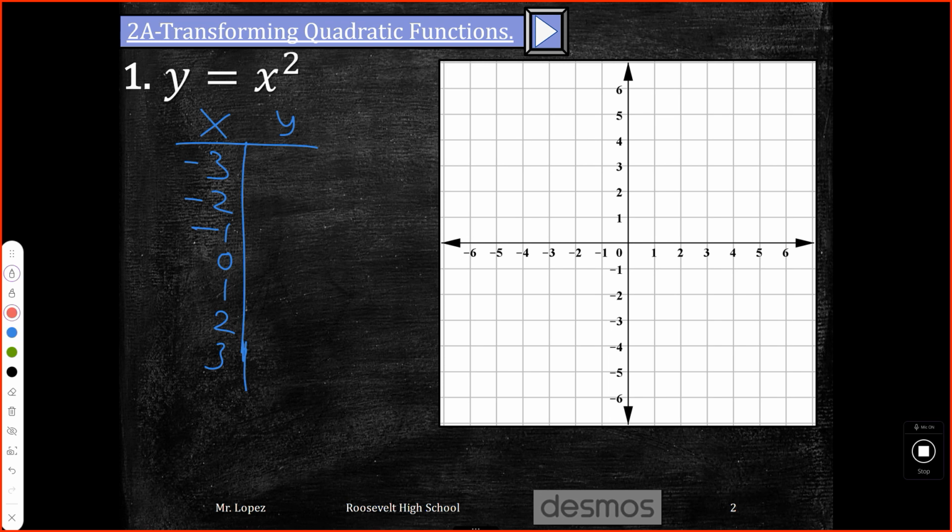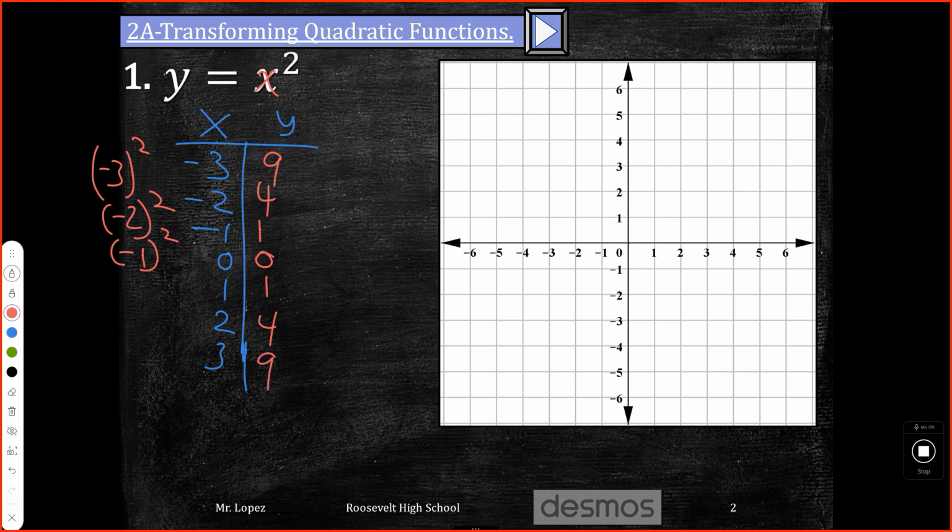And we're going to plug it into the function, for the variable x there. So we're going to plug in -3 squared. What is -3 squared? That would be an output of 9. We'll do the same for -2: -2 squared is 4. Then -1 squared is 1. Plug in 0, it'll be 0. 1 squared is 1, 2 squared is 4, 3 squared is 9.